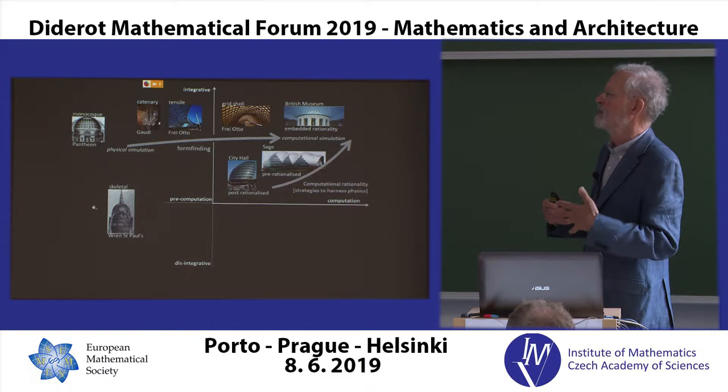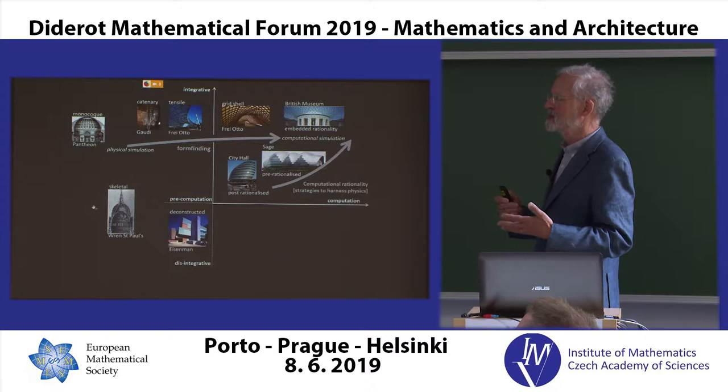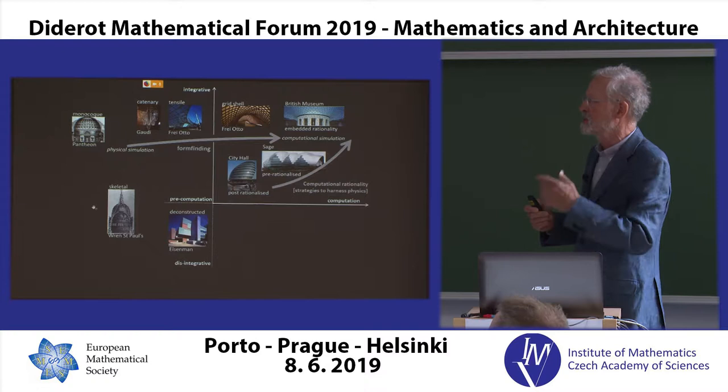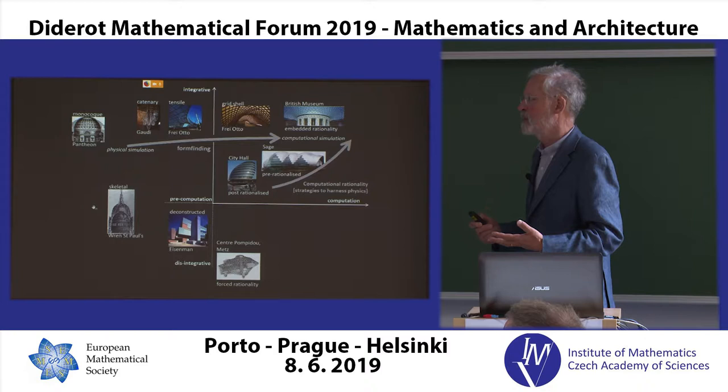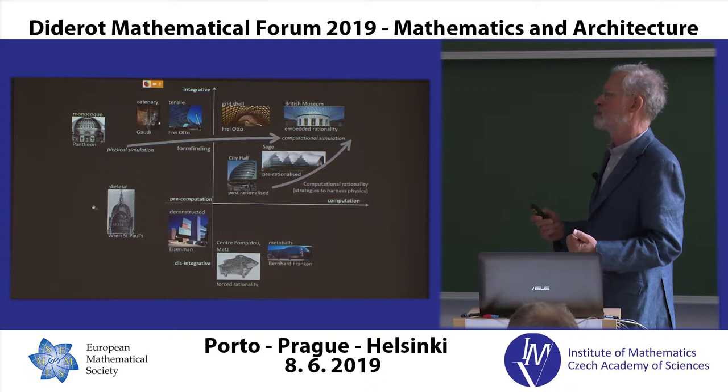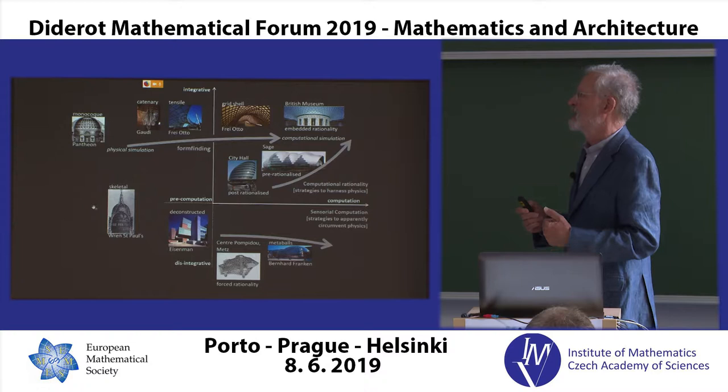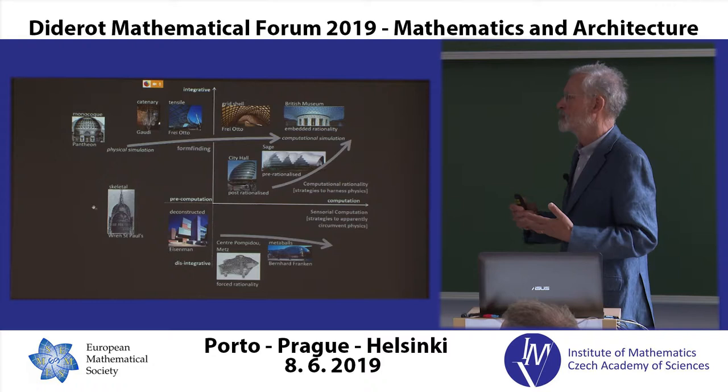And then extending it into the negative quadrant, we have very strange buildings like Eisenman's architecture faculty at the University of Cincinnati. Again, essentially a double facade. What's on the outside has no indication of what's going to be on the inside. Something like the Centre Pompidou in Metz, which I'm going to call forced rationality, we will come back to that. Metaballs by Bernard Franken, which is a different kind of tradition. This is really using geometry to create buildings which are apparently trying to circumvent physics.